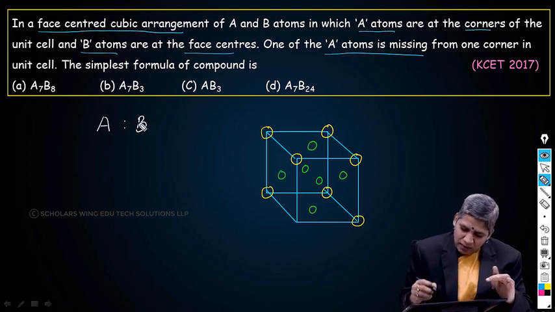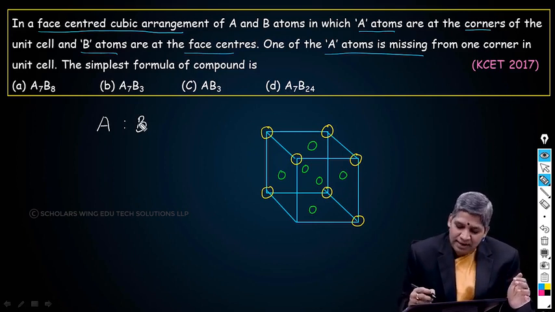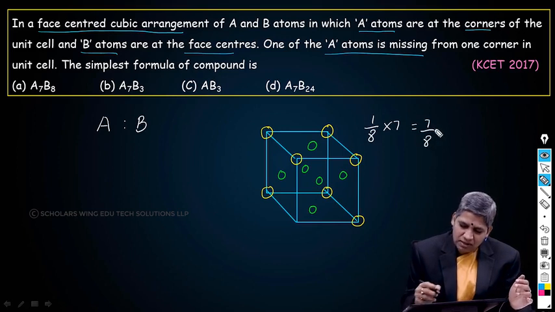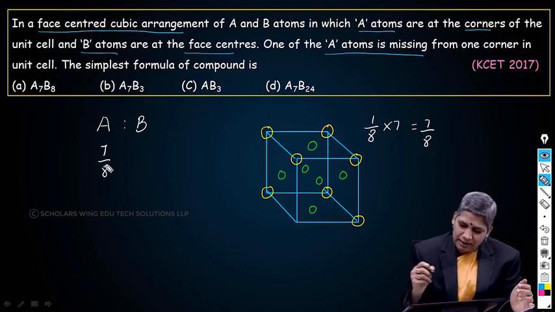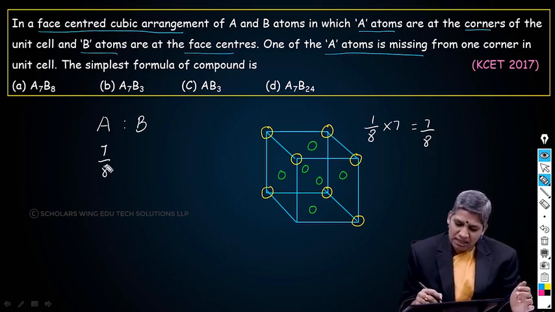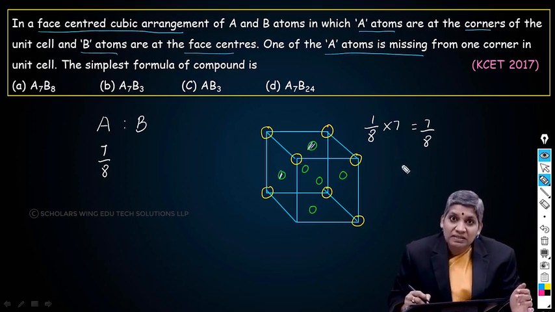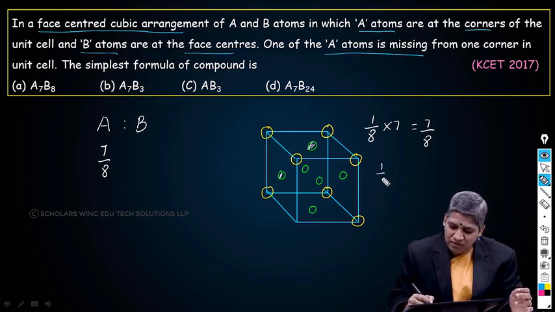Okay, A. Now, what is the contribution made by the corner atom? We know it's 1 by 8. But how many such corner atoms are there? Only 7. Therefore, it is 7 by 8. Number of atoms. What is that? A, isn't it? So, we'll write 7 by 8 under A. B is at these fellows are B. Face center. That means the contribution made by each face centered atom is half, right? We know that. Into 6 equal to 3.